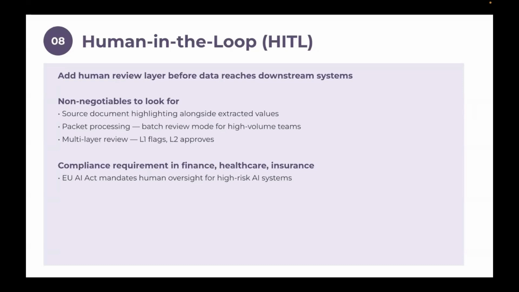So, firstly, it needs to support source document highlighting, packet processing when you get documents in batches and you might want to review them together, and again multi-layer review. So there are 2 levels of human review that you can actually set up, so to flag any errors that you come across.